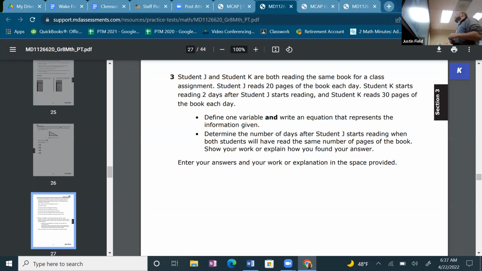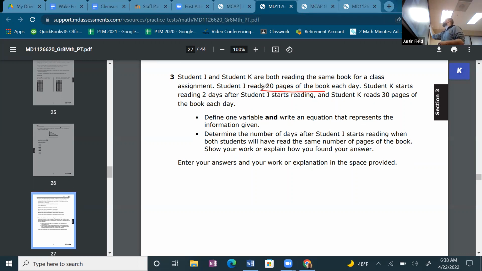Student J and student K are both reading the same book for a class assignment. Student J reads 20 pages of the book each day. Student K starts reading 2 days after student J starts reading. And student K reads 30 pages of the book.